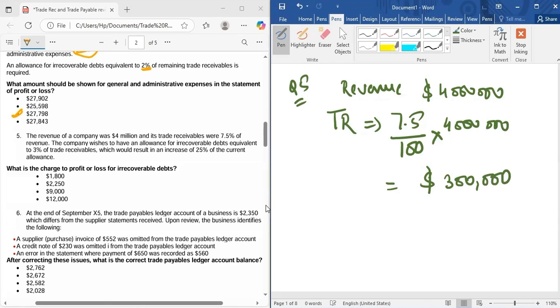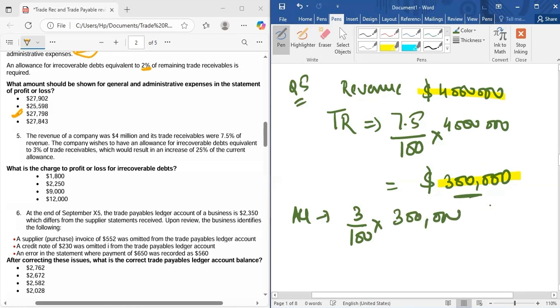Now let's read further. The company wishes to have an allowance for irrecoverable debts equivalent to 3% of trade receivables. So see what has happened. They had given us the revenue and they told that trade receivables are 7.5% of revenue. So I calculated 7.5% of revenue. So my trade receivables were 3 lakh. Now they further said that my allowance is 3% of trade receivables. So in order to calculate my allowance, I will take 3% of receivables, which are these. So I'll take 3% of this amount. So this would come out to be $9,000.